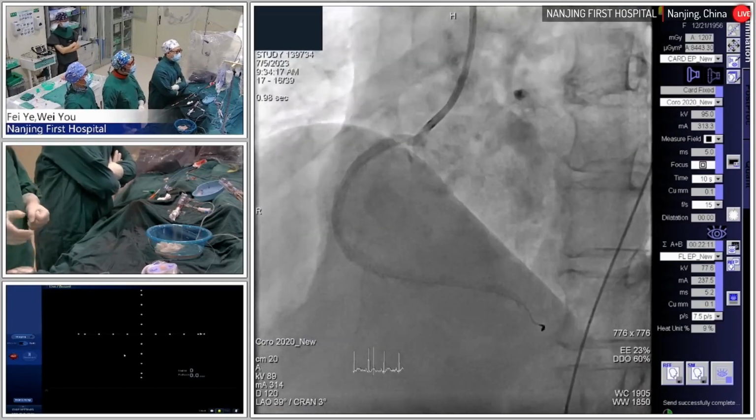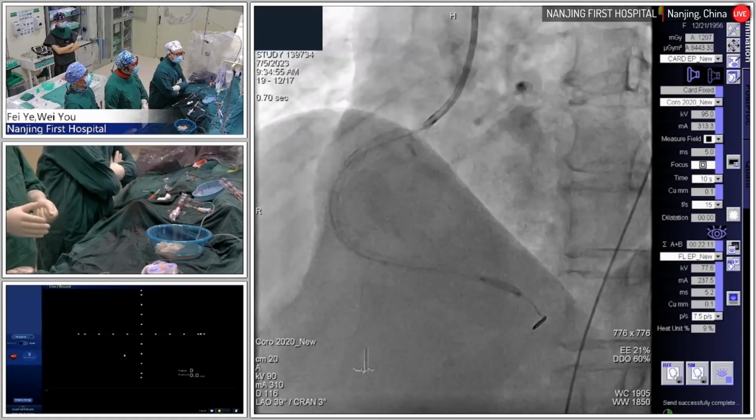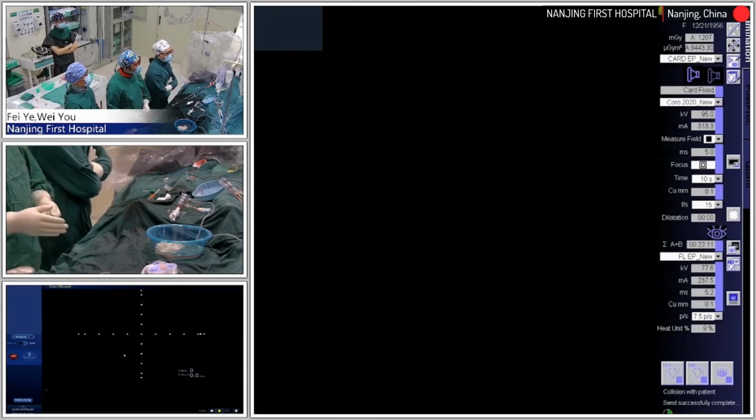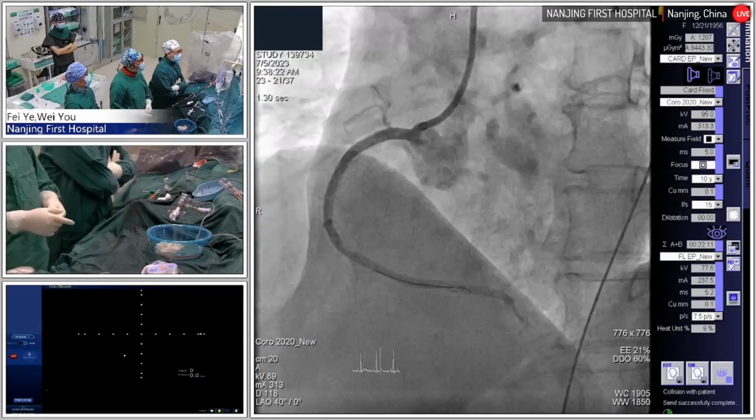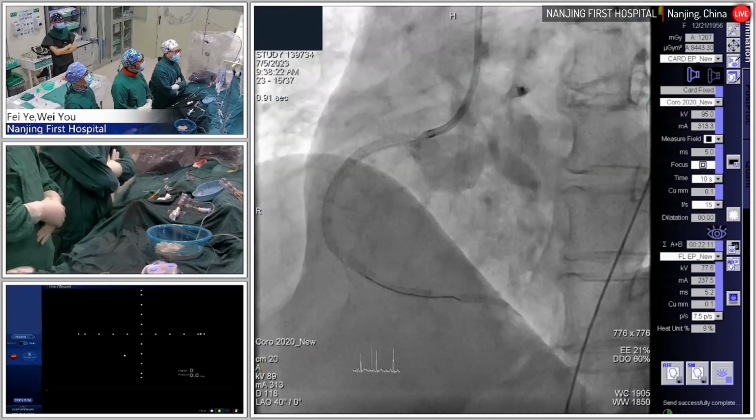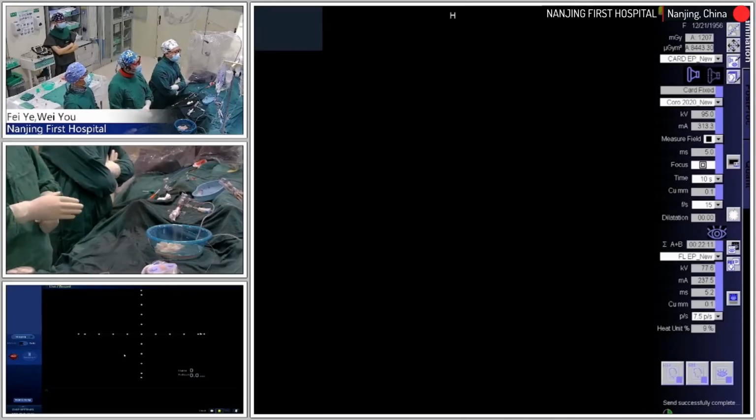So I think the patient is still hemodynamically stable. I think that will be good support for us to perform today's tough case, the tough lesion of the left coronary artery. So you can see the final result. Next please.